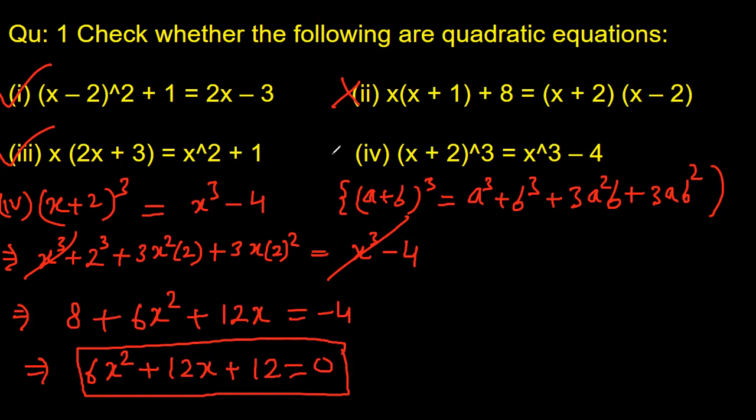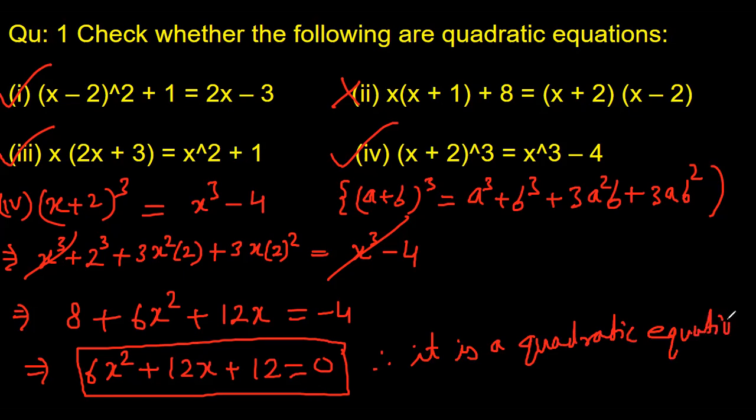All right, so we have done all four parts. The first one is, second one is not, third one is, and fourth one is. So we can write, therefore it is a quadratic equation. We can conclude in the end in every part. Therefore the fourth one, it is a quadratic equation. All right, fine.